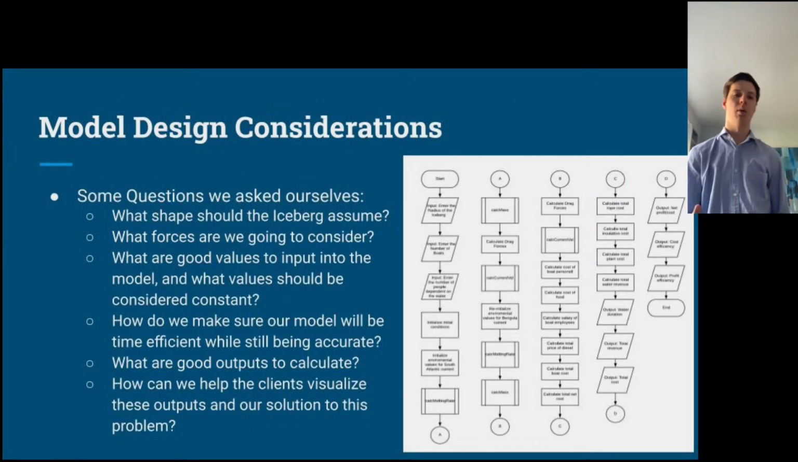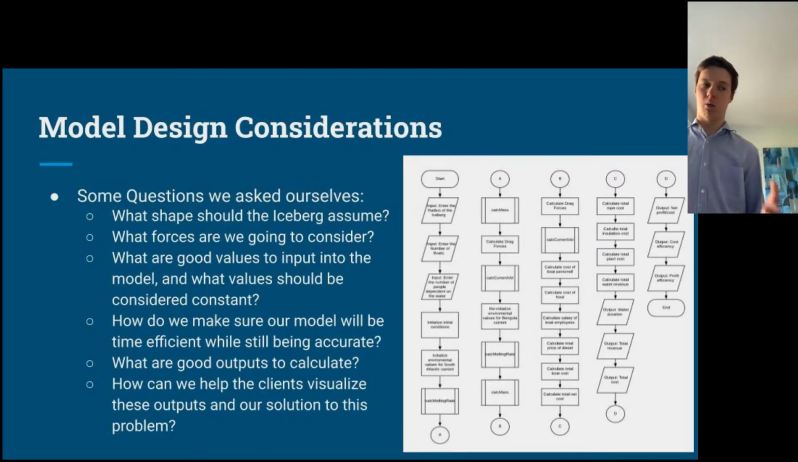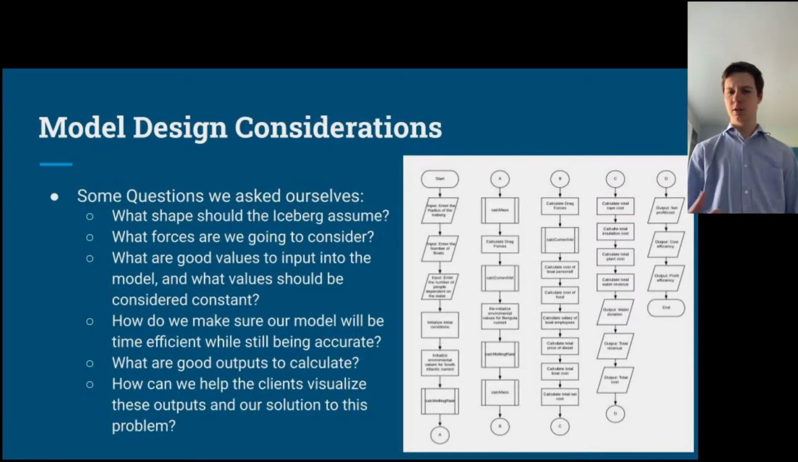So before diving into the model, we asked ourselves a few questions regarding how we were going to proceed with designing it. Some of these questions included: what shape would the iceberg assume? Would it be a sphere? Would it be tabular? What forces were we going to consider and which forces would we not consider? What would be good values to input into the model? What would be good initial conditions? And which of these initial conditions should be constant? And which of these inputs should change?